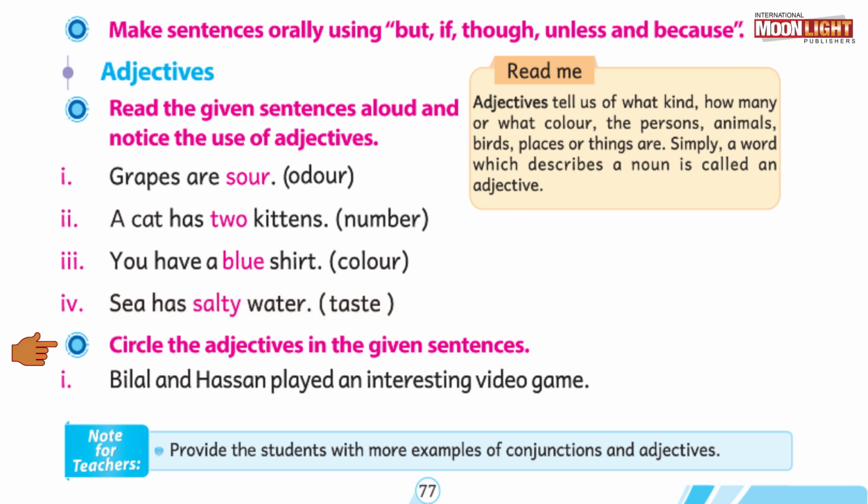Now I am going to show you the sentences which are already given in your books. Let's start working on these sentences with me. You are going to encircle all the adjectives which you encounter in the sentences. Bilal and Hassan played an interesting video game. So which word is describing the game? Interesting. And circle the word interesting as it is an adjective.